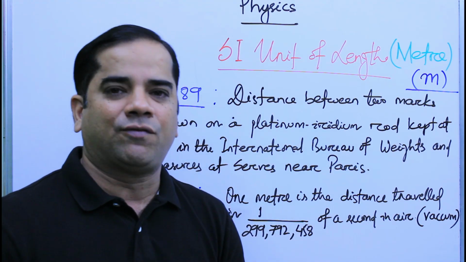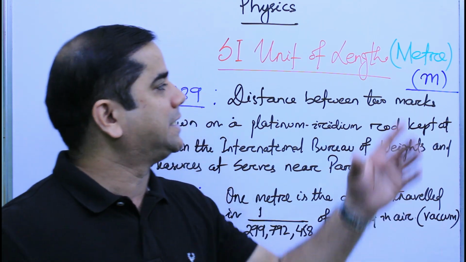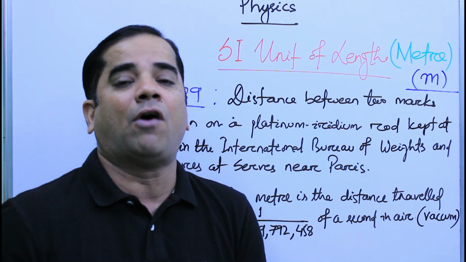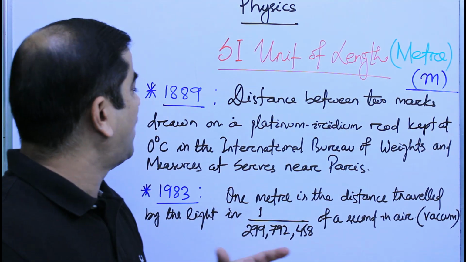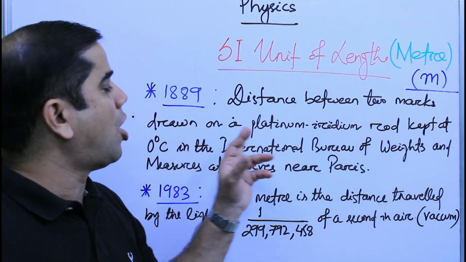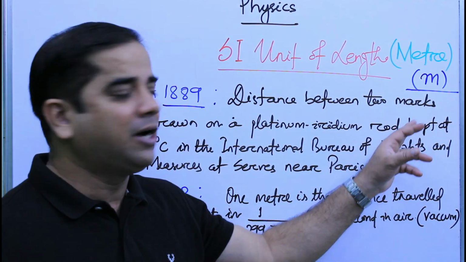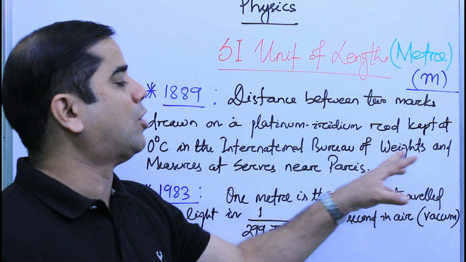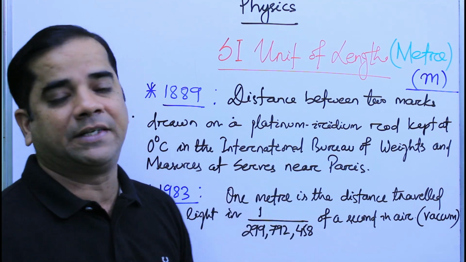Students, we will start with the SI unit of length, that is meter, and it is denoted by small m. And how has the meter evolved? The meter was defined in 1889 as the distance between two marks drawn on a platinum iridium rod kept at 0 degrees Celsius in the International Bureau of Weights and Measurement at Sèvres near Paris.